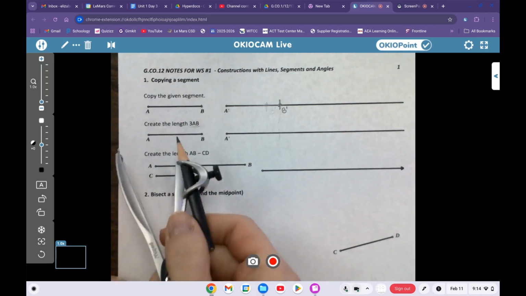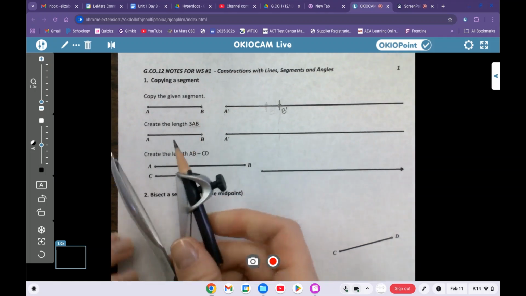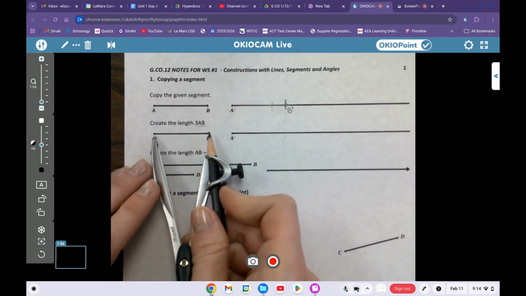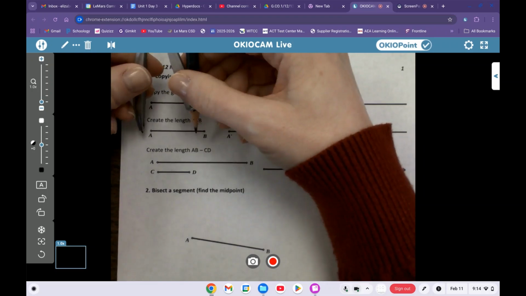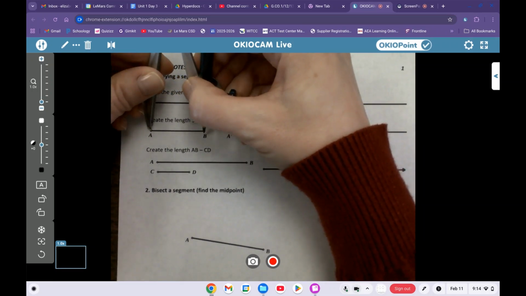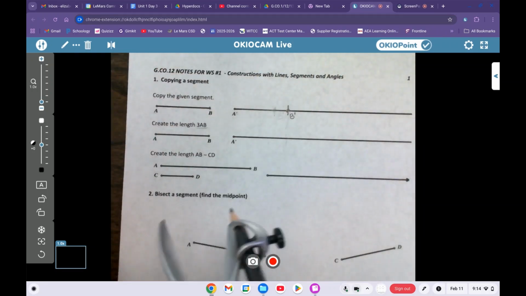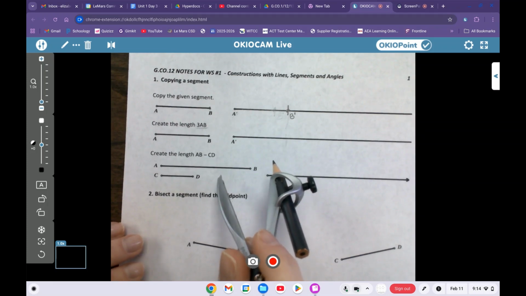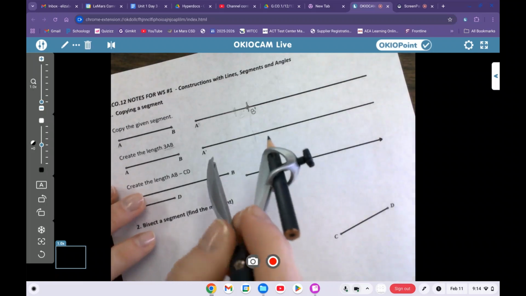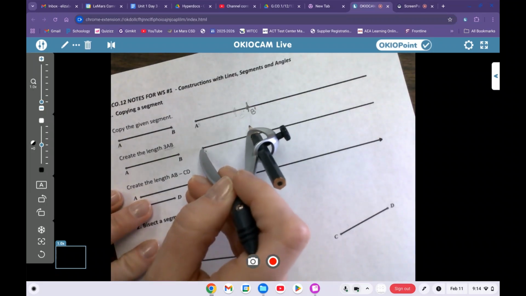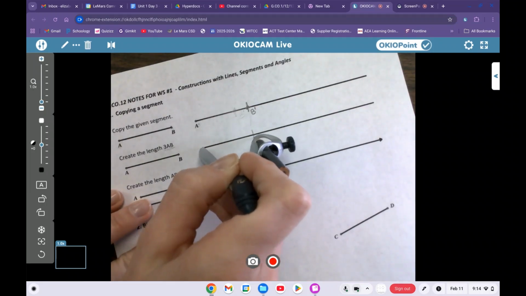Now look at the next one. It says create the length of 3AB. So it looks like this segment is the same. I'm going to measure AB again and confirm that I kept it the same. I don't want to move my compass setting at all. Okay, how would we do 3AB? We're going to start it the same way, so I'm going to angle here a little bit. So you're saying do it like we did last time.